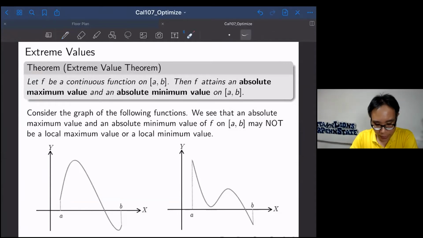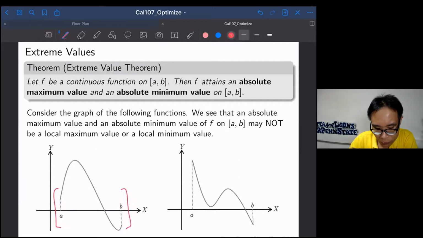So you see that we have the graph of the function on the closed interval AB, as you can see here. And you see that we'd like to know where the highest point of this graph is in the interval AB, and we'd like to determine the lowest point of this graph on this interval AB. So this is the key thing that we're gonna study in this section.